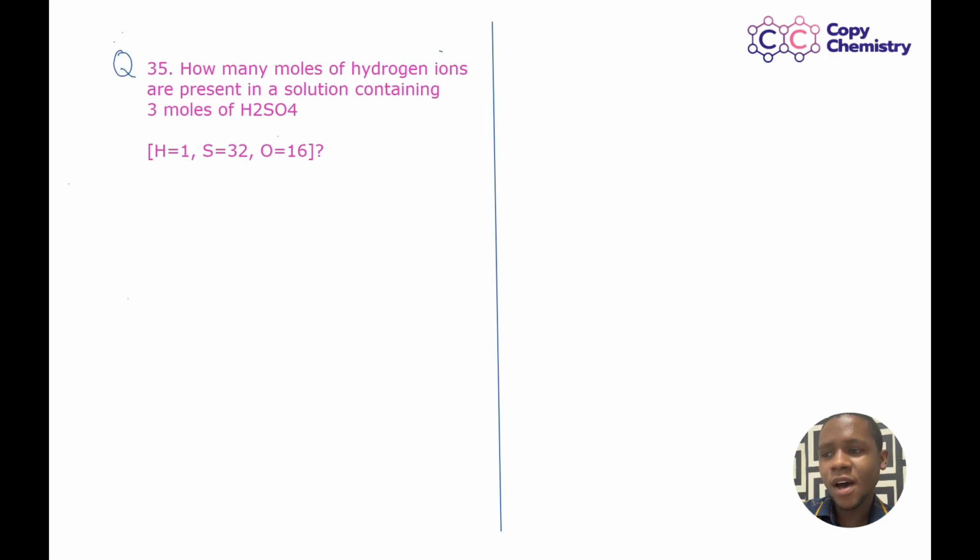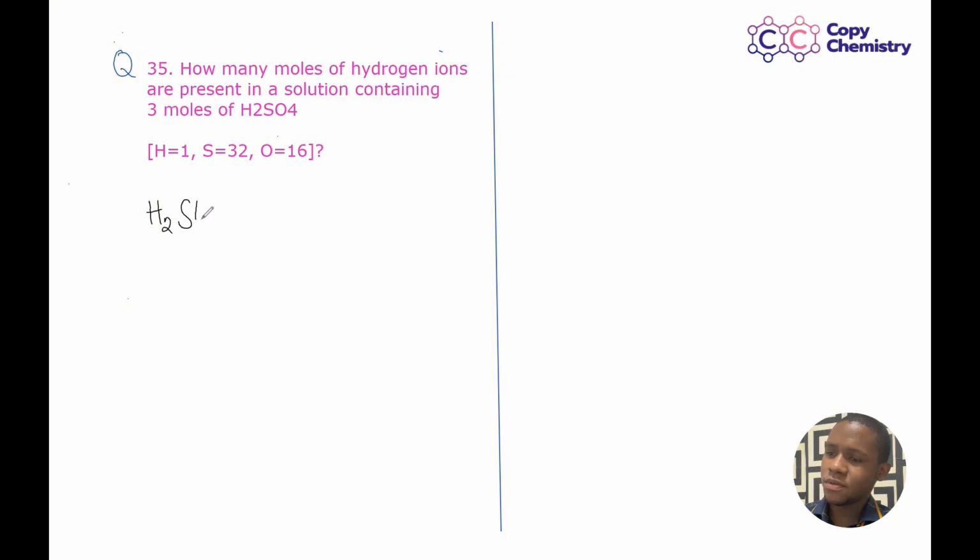Question 35 on stoichiometry. How many moles of hydrogen ions are present in a solution containing 3 moles of H2SO4? How many moles of hydrogen ions are there? How do we know? We would know by writing it out.